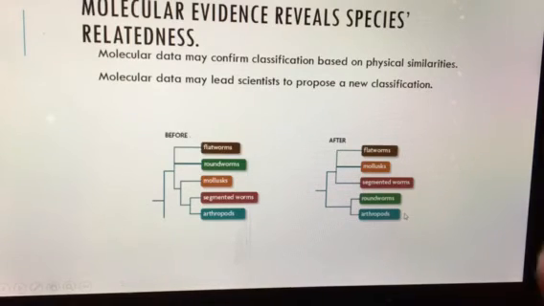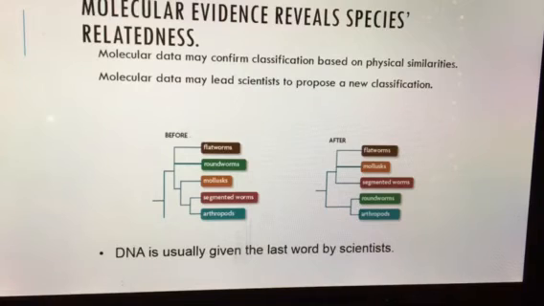In fact, when we figured out this molecular data, we had a whole new group called Protista because we didn't know where else to put them. It's like the misfit group. Protista was actually developed because of molecular data, and we had to find somewhere to put them. And so DNA has given scientists pretty much the last word of saying, hey, it's related, or no, it's not related.